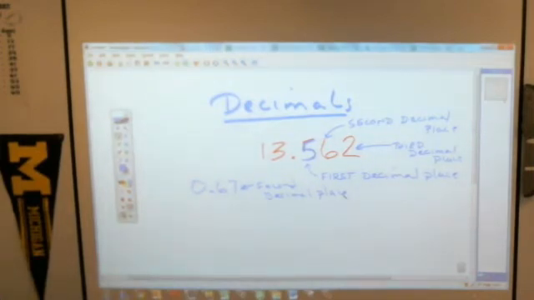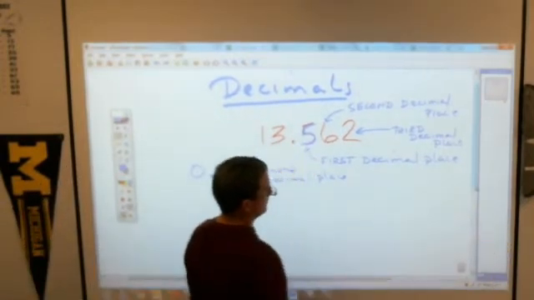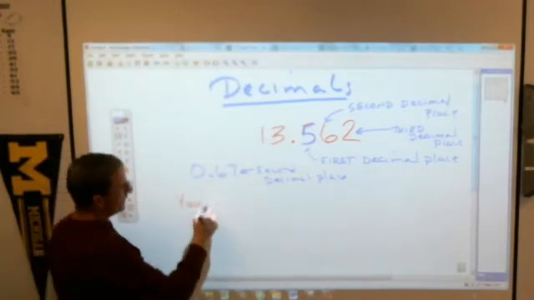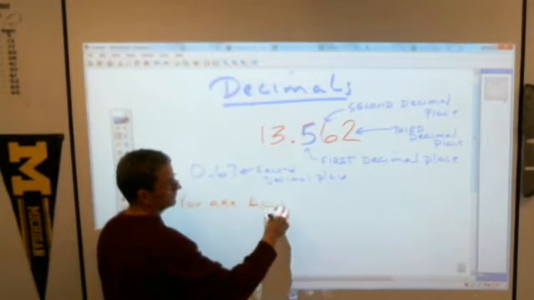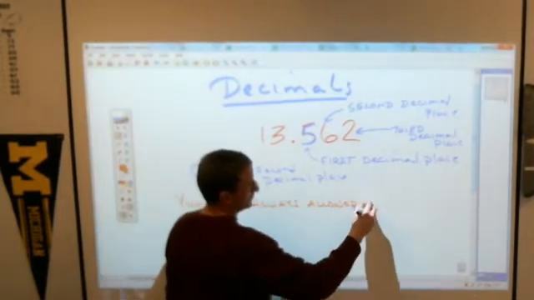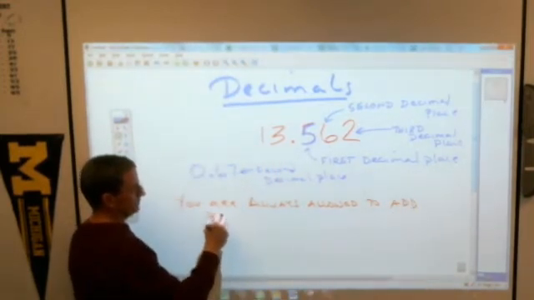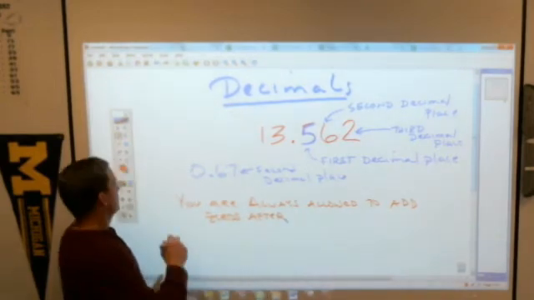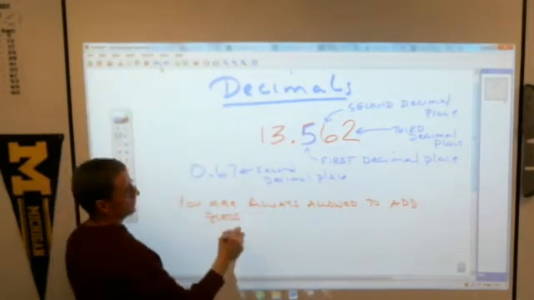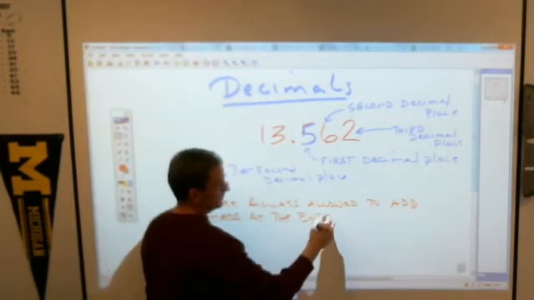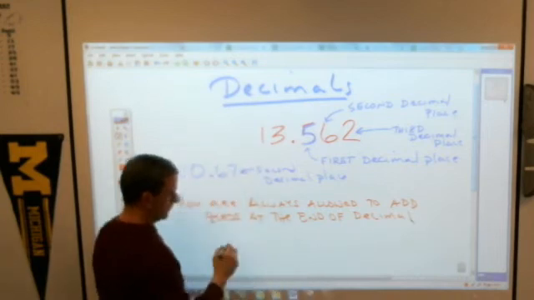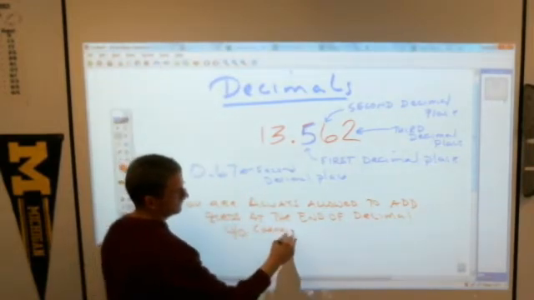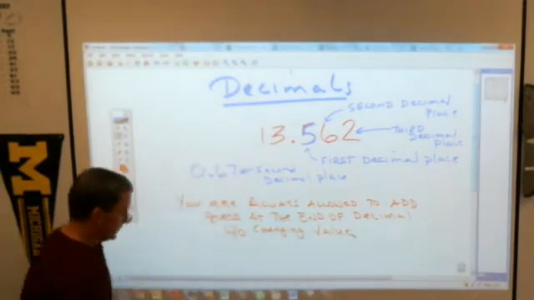Now, second thing is this. Write down this little note. Let's go with the highly important orange. You are always allowed to add zeros at the end of decimals without changing what they are, without changing their value. I'll let you write that and then we'll talk just a touch about that.